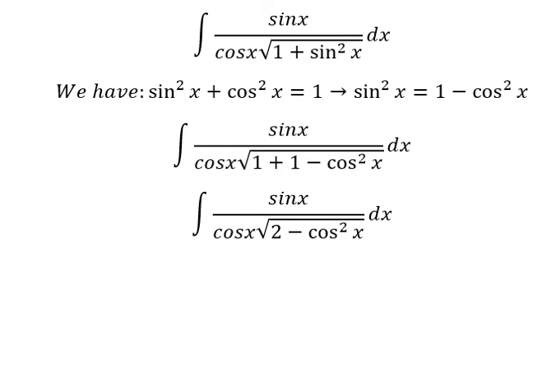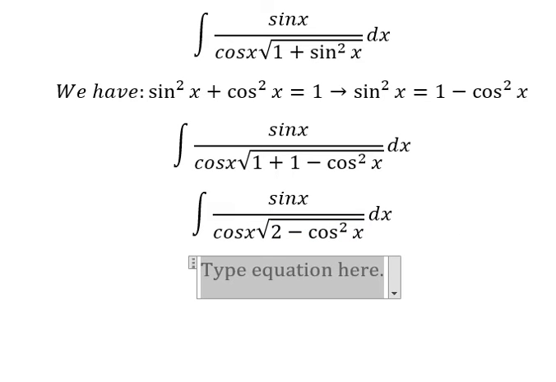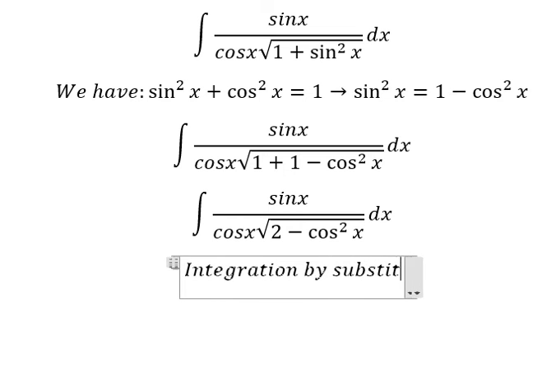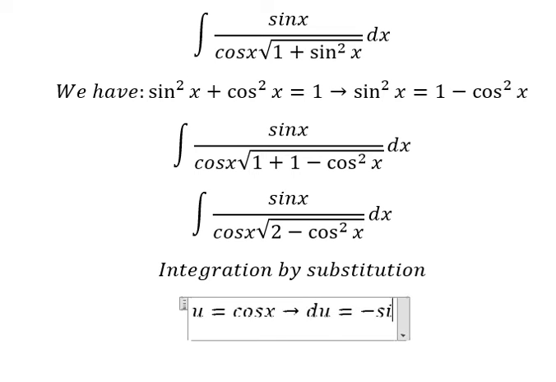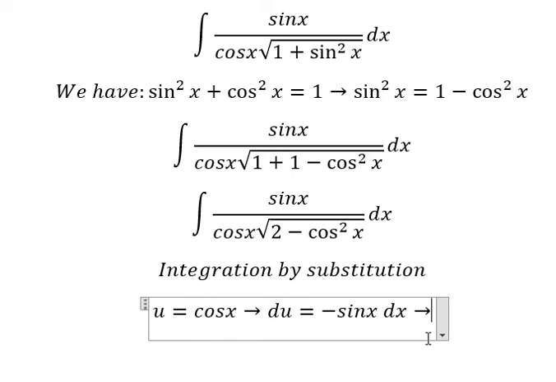Next, we can use integration by substitution. So I will put u equals cosine x. Later, we need to do the first derivative for both sides, and we have negative sin x dx. Because we don't have the negative sign in here, I will put this one go to the left.